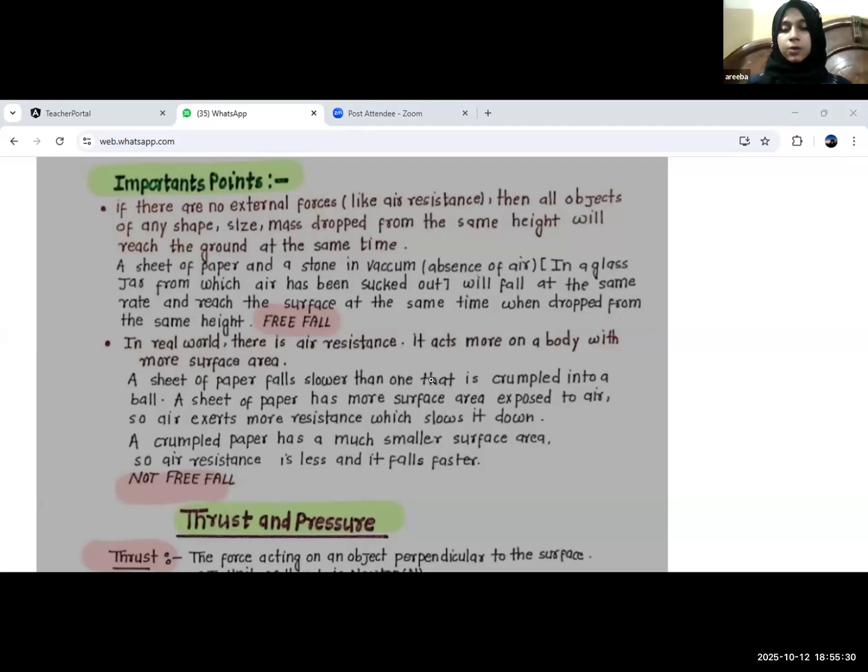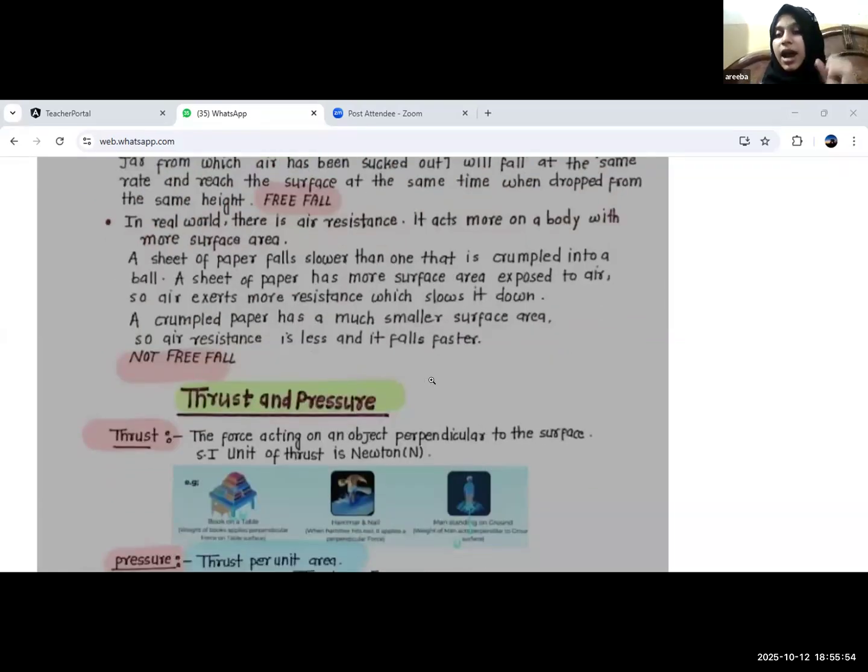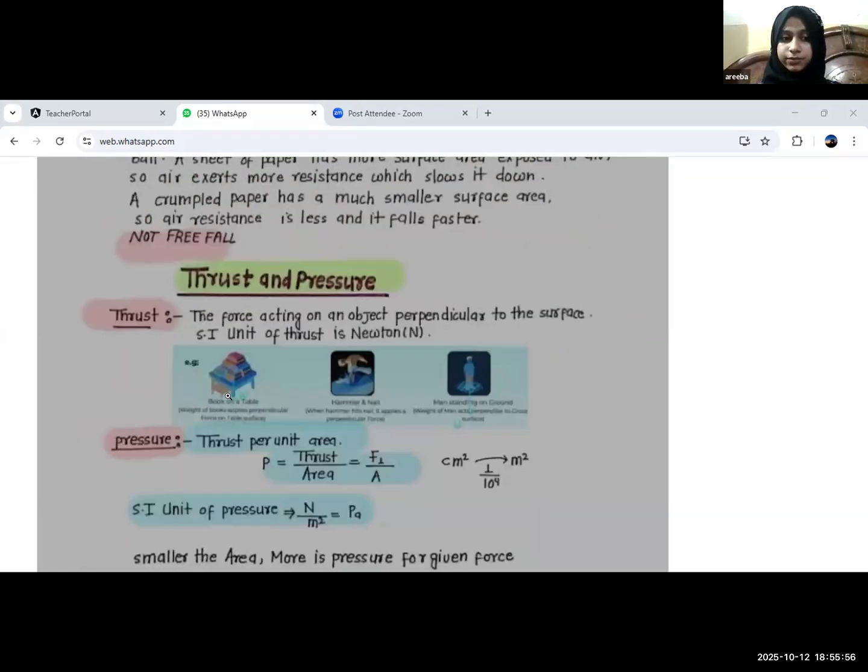Now, the second half of the chapter deals with them. We are going to talk about thrust, pressure, buoyancy, and Archimedes principle. They sound very complicated, but they are pretty simple topics. And in the next two classes, this chapter will be wound up. All right? So now, first, let's discuss thrust and pressure.